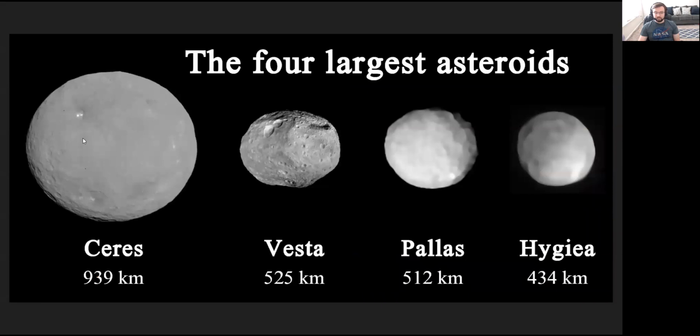Here are the 4 largest asteroids. These 4 make up 50% of the mass of the asteroid belt, concentrated in just those 4 things. And you can see Vesta, Pallas, and Hygeia. They all have that oblong potato-like shape to them because they don't have quite enough mass to make themselves into a sphere like Ceres does.